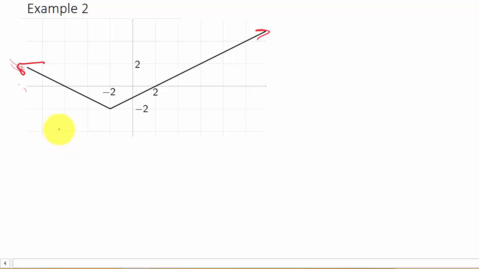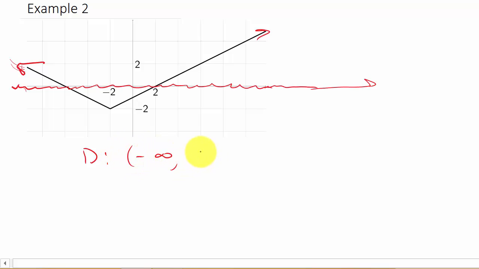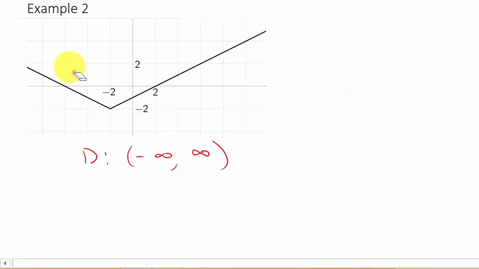So the graph starts at -infinity, and as it comes from -infinity, it's hitting all of these x values. If we trace the graph, it's covering all these x values, and it keeps going forever in this direction to +infinity. So the domain would be -infinity to +infinity, and we don't put brackets on positive and negative infinity. We can never equal those, so you'll have parentheses on negative and +infinity.